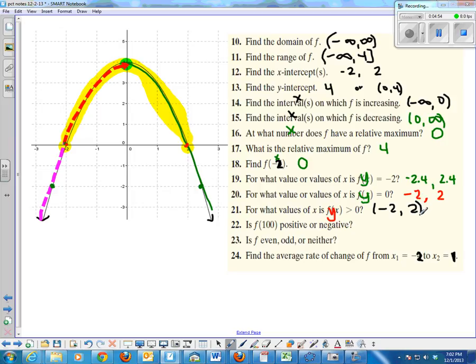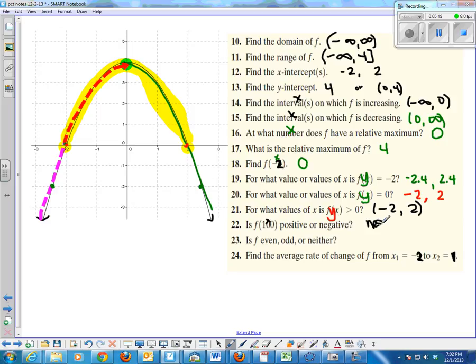Okay, so this is interval notation. Is f of 100 positive or negative? So is the y value when x is 100 positive or negative? You can see as x gets infinitely large going this way, what's happening to the graph is it's going down and down and down forever. So this is definitely going to be negative.